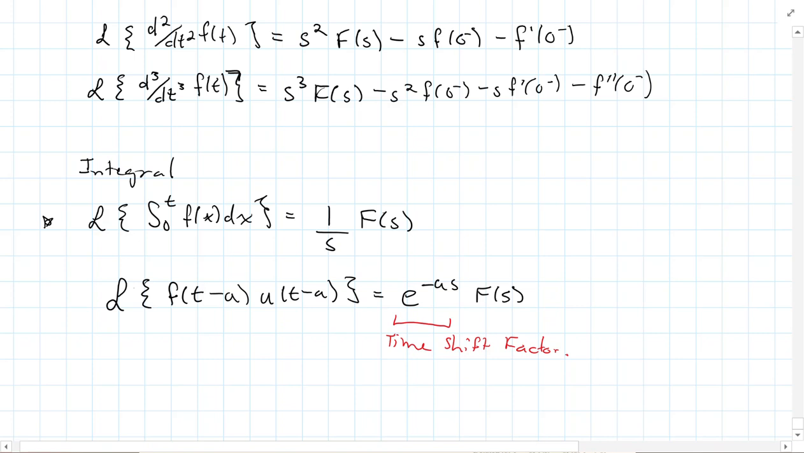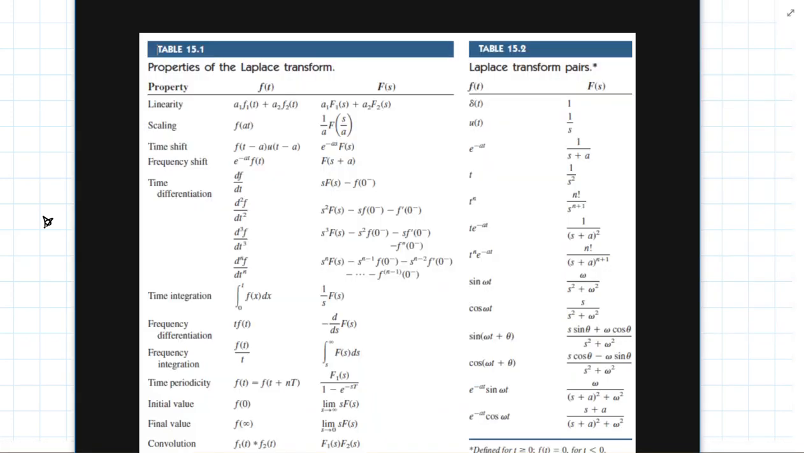Alright, so these are some of the important properties. There are other ones on the table here, as I said, that you might want to use depending on the problem. And when we need these properties, if we haven't discussed them, we'll obviously discuss them in the problems. But the most important ones, again, are the time differentiation, the time integration, and the time shift, as well as the linearity.